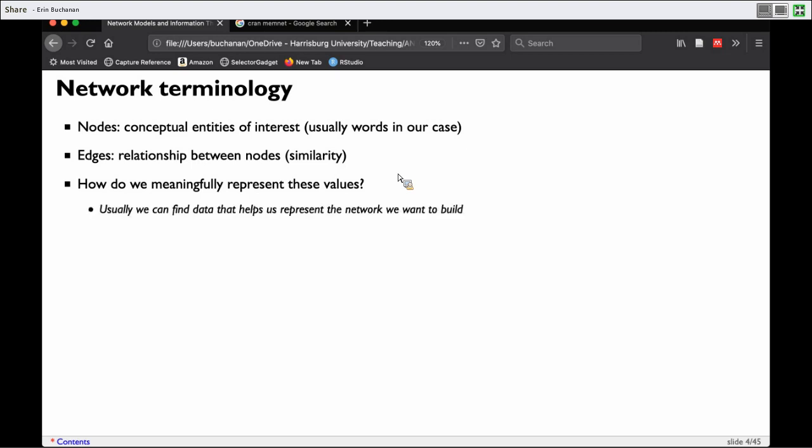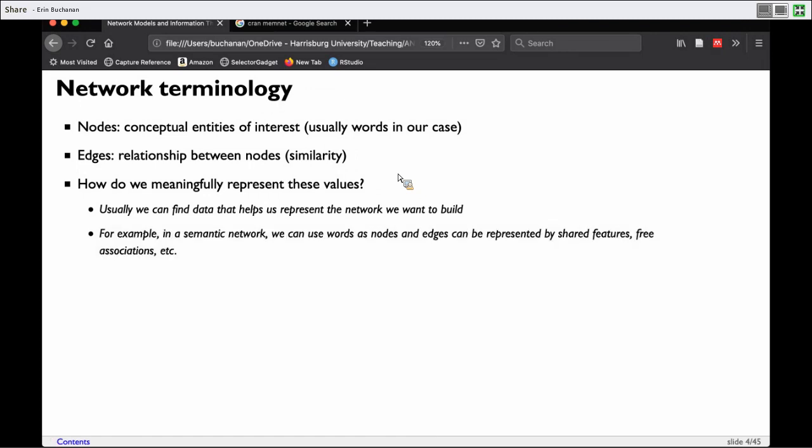Okay. And we can find that data. And if you're interested in building one of these for your final project, I have so much of this data. I will happily give it to you. So we can find data that helps us, that, you know, is the network we want to build. And so I can use words as nodes and edges as shared features, free association, cosine, correlation, Levenshtein distance. There's lots of options.